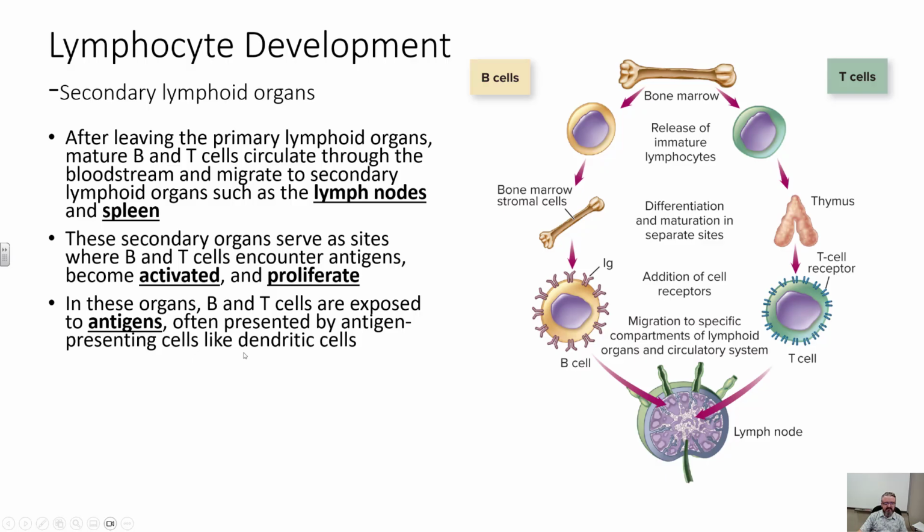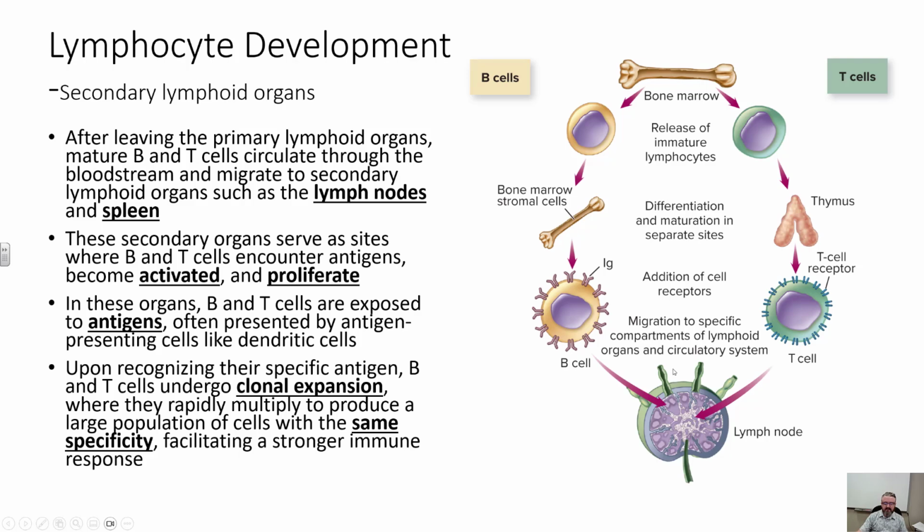So the antigen is typically brought in by a dendritic cell. It could also filter through the lymph node and be brought in through the lymph fluid, which is another way. But when that happens, then the cell begins to go through what's called clonal expansion, which is a more technical way of describing this proliferation.